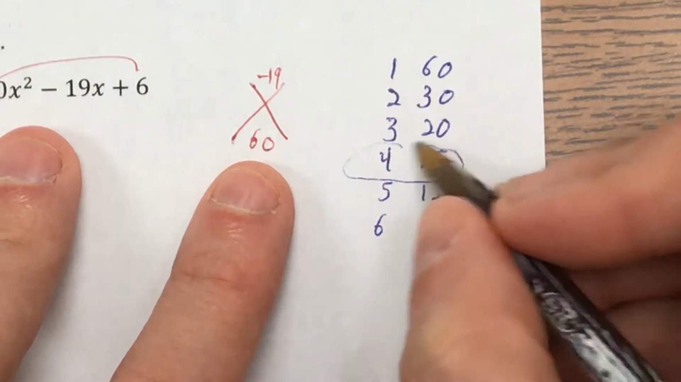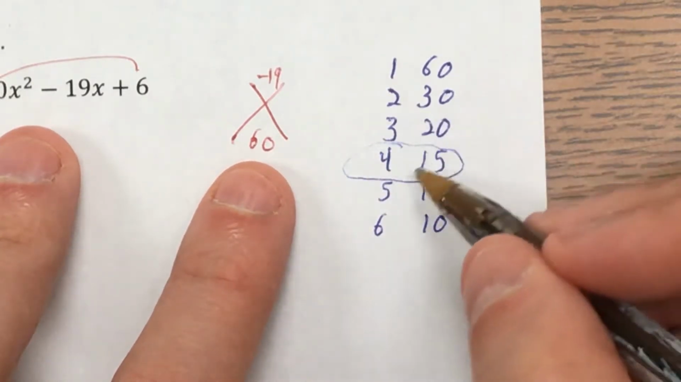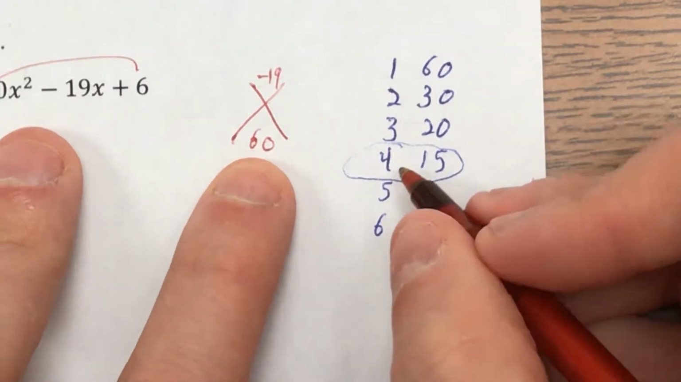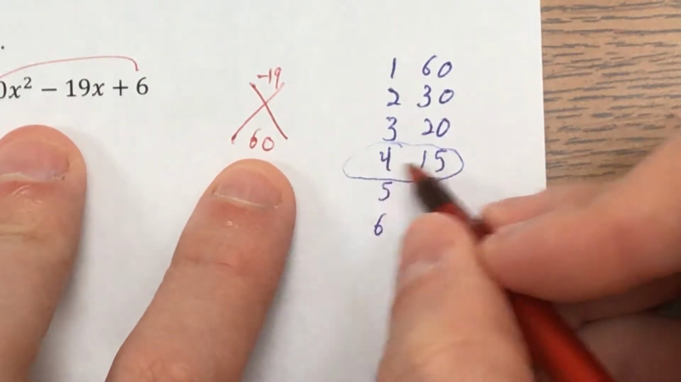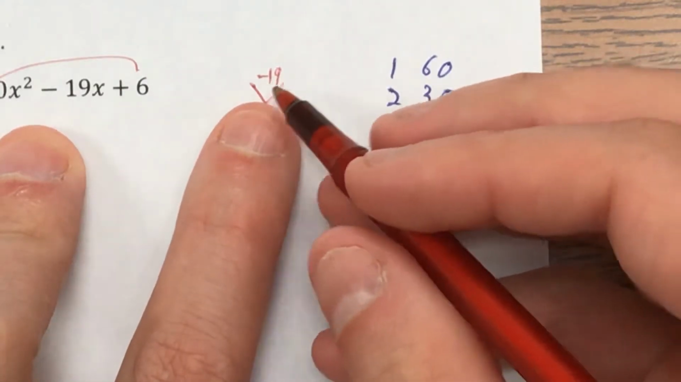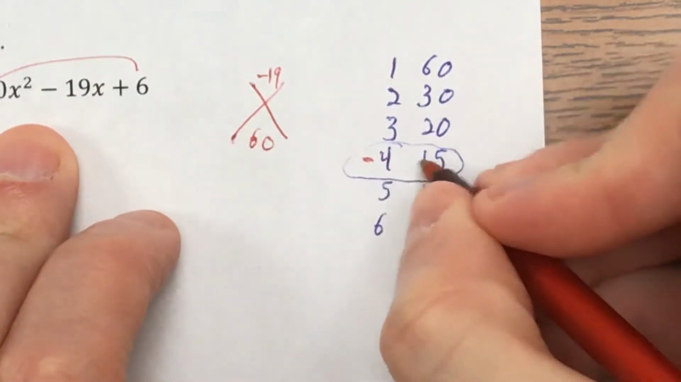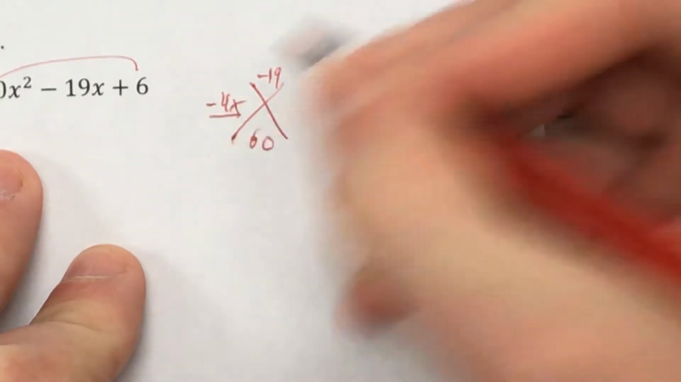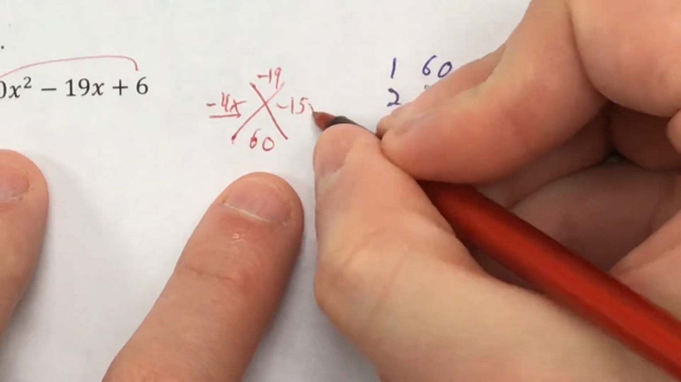I'm noticing this probably would. I think that's the only one. Yeah. And since they are supposed to multiply to positive 60, but at the same time add up to negative 19, that's going to mean that these are both negative. So it will be a minus 4x and a minus 15x.